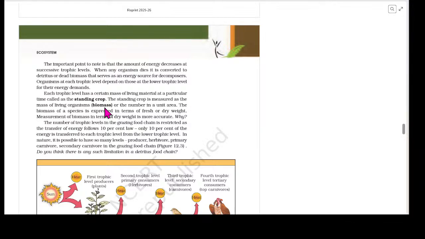Just prepare one question: differentiate between the standing crop and standing state. This is one question not being answered well by the students. It can come for 2 marks from this chapter.